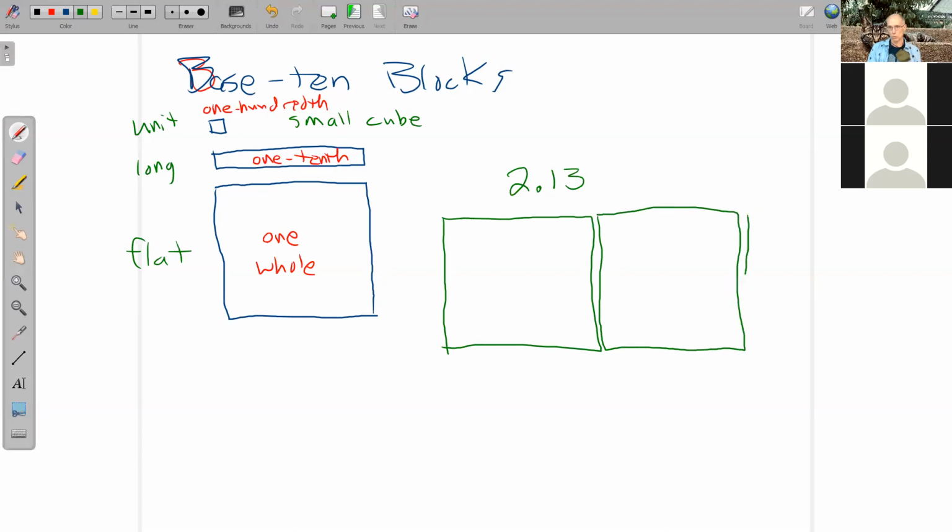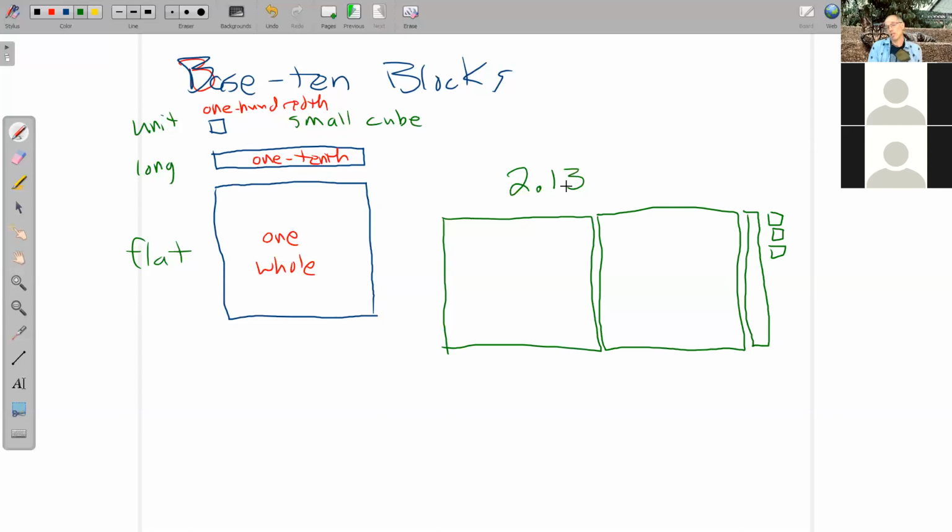And then I only need 1/10, which I can draw in that direction. That was a nice rectangle, wasn't it? And then 1, 2, 3 units. So knowing that that's one whole, this would be the graphical interpretation of 2 and 13 hundredths.